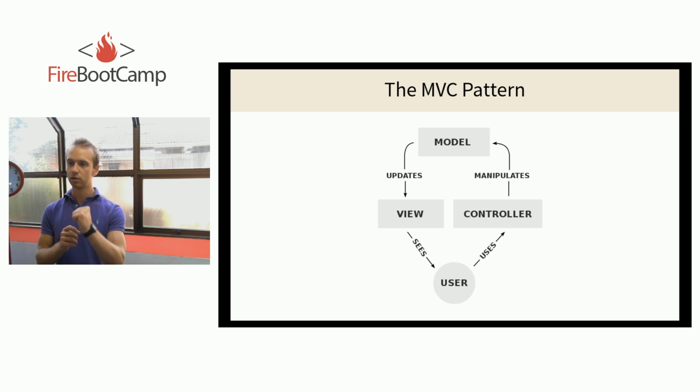So the user clicked an add button. We told the controller to add something. The controller manipulated the model by adding another entry to an array. The view saw that and updated and went, oh, there's another entry in an array, so it's now going to display that on the screen, and then the user's going to see that. It's kind of a cycle of information going around.